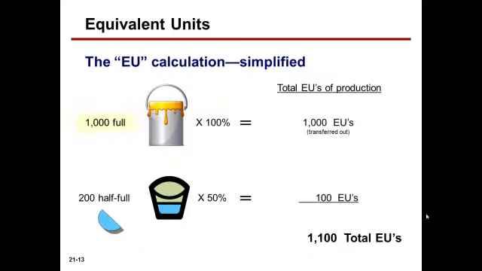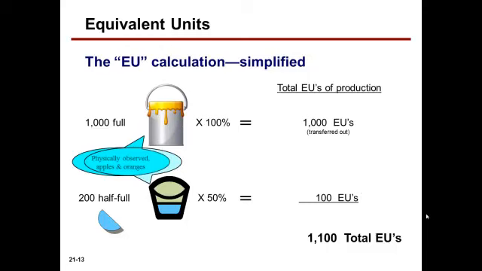1,000 fully completed gallons of paint times 100%, 1,000 EU transferred out. Ending work in process, 200 units observable, but only half full. Multiply those 200 times 50% to get 100 units of EUs worked on, total of 1,100 units during the period of time.